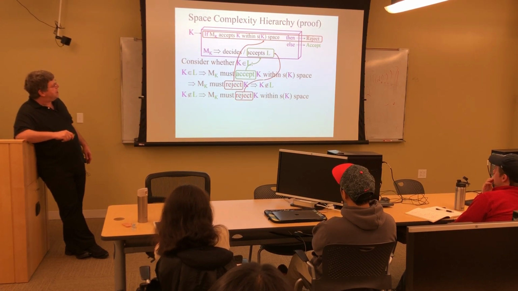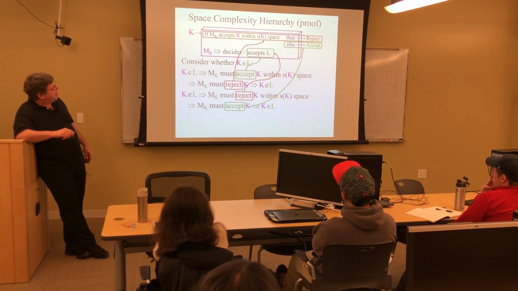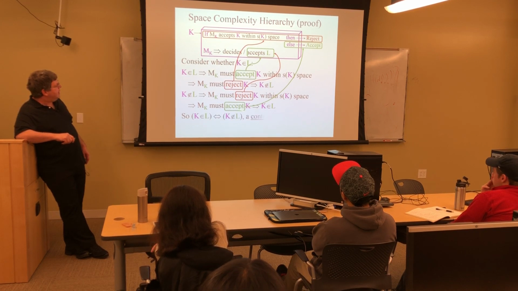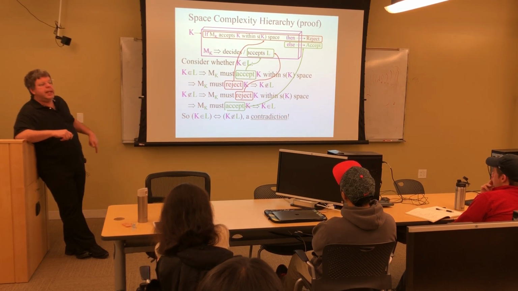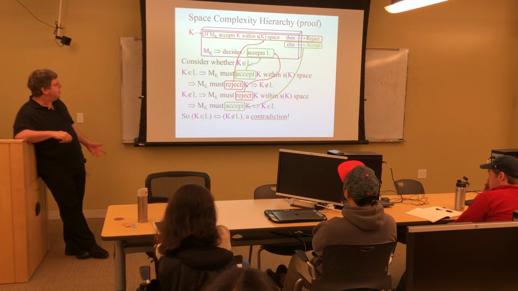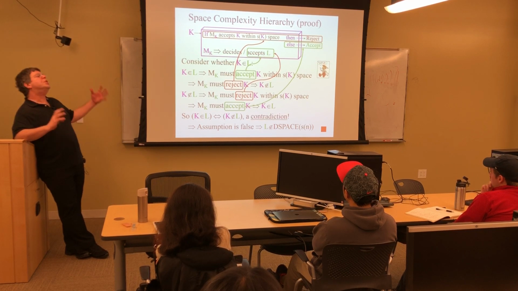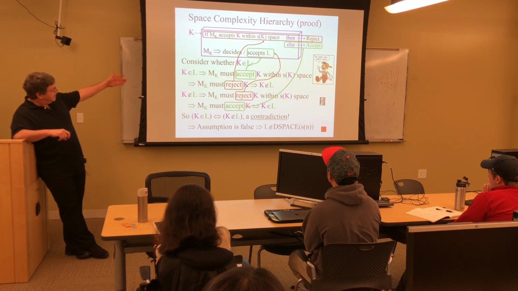But if it rejects it, then it is in the language, because the else will kick in and it must accept by definition. And so its index is in its own language if and only if its index is not in its own language, this machine M sub k, which is a contradiction, which means it's not within that space bound. It takes more space to decide it than we have.